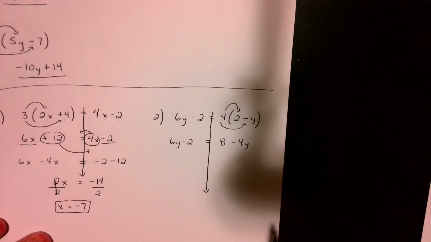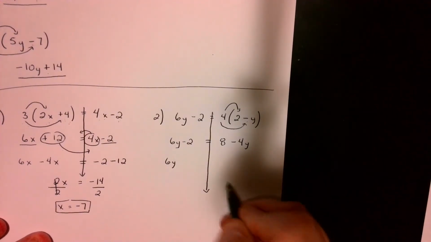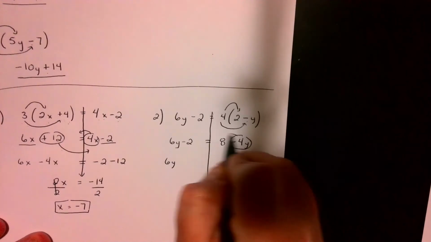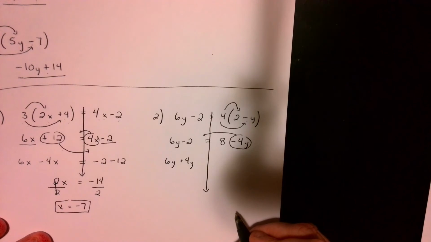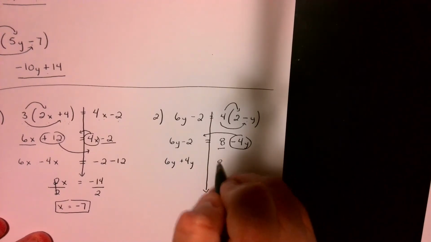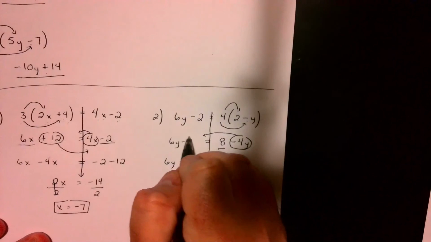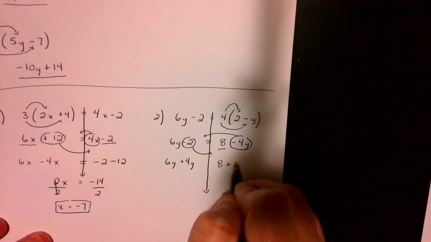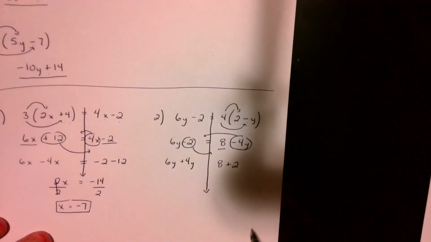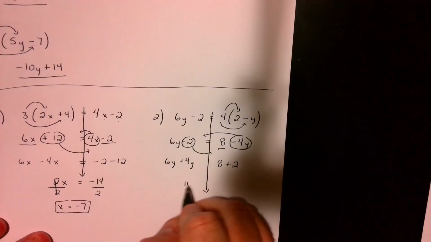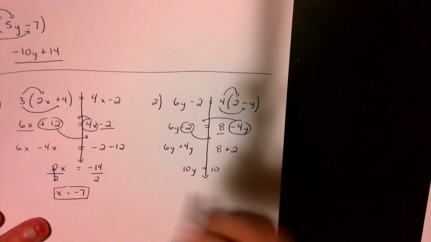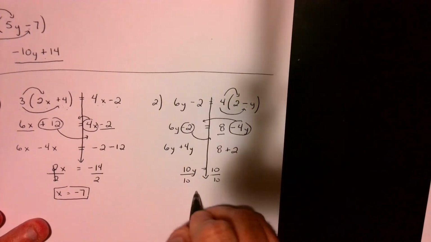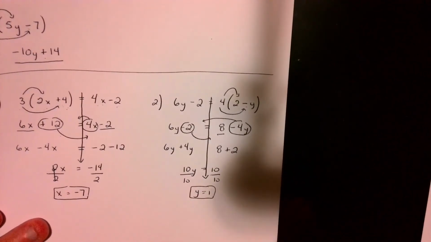Okay, now get all our y's on the same side, so 6y is going to stay there. Negative 4y needs to hop across and change to a positive 4y. 8's going to stay here, but this negative 2 needs to come over and change to a positive 2. 6 plus 4 makes 10y, and 8 plus 2 is 10. And our final step, divide by 10, divide by 10, y must be 1. There's our final answer.